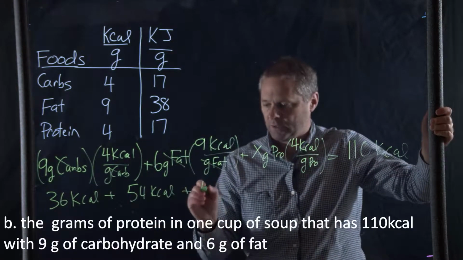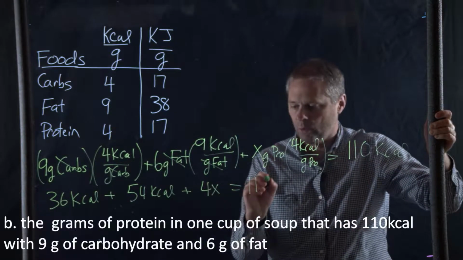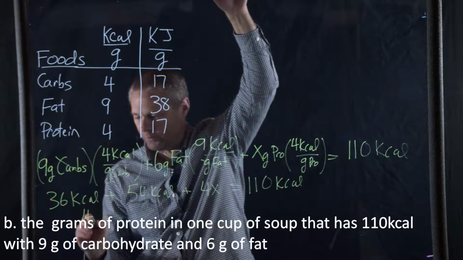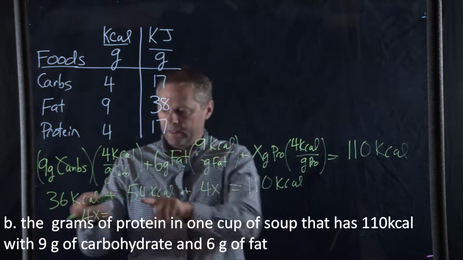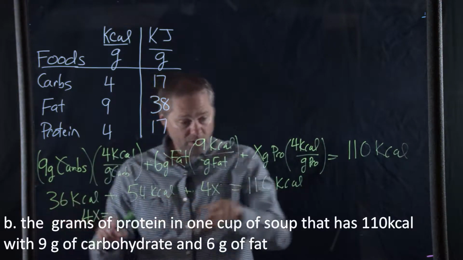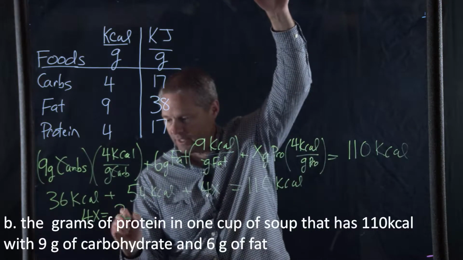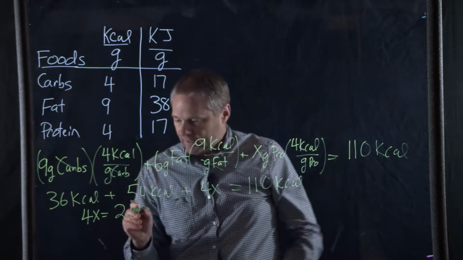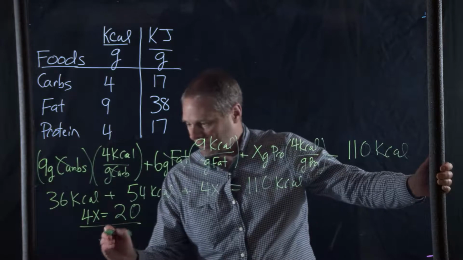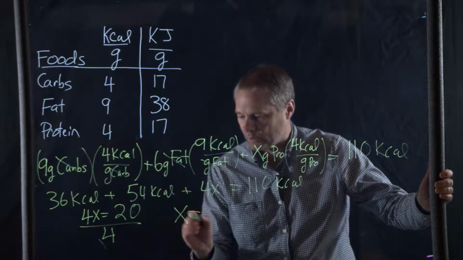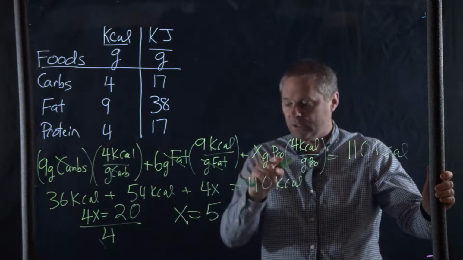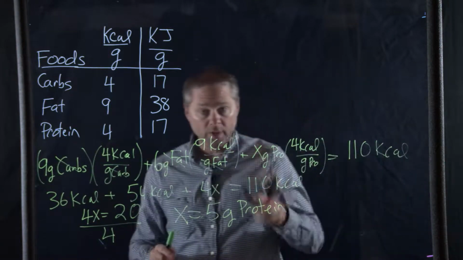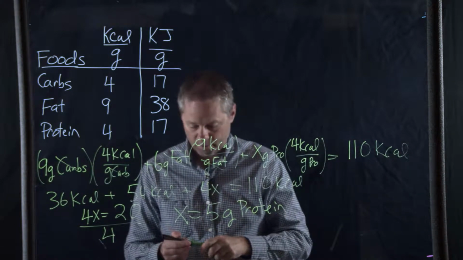Plus, this now becomes 4x is equal to 110 kilocalories. Now we've got to get the 4x by itself, so 4x is going to be equal to, this is going to be equal to 90. So you take 110 minus 90, that's going to give us 20, right? So that's going to be 20. And if we solve for x, we're going to have to divide this by 4, all right? Our x is going to be equal to 5. Now, the units here are going to be grams of protein. So in this cup of soup is going to be 5 grams of protein.